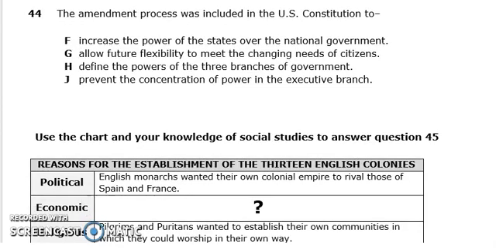Number 44. The amendment process was included in the U.S. Constitution to F. increase the power of the states over the national government. G. allow future flexibility to meet the changing needs of citizens. H. define the powers of the three branches of government. J. prevent the concentration of power in the executive branch.